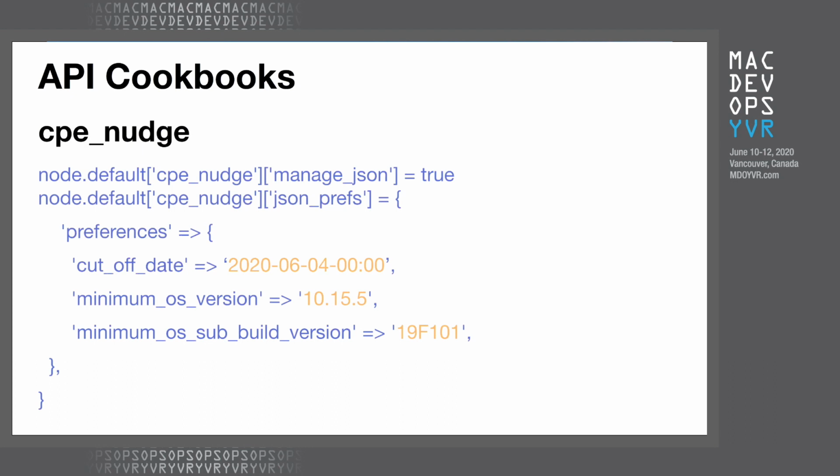And in the JSON, there's specific preferences. So in this case, we're giving a cutoff date of June 4th, 2020, we're saying that the minimum operating system version we want is 10.15.5. And the minimum operating system sub-build version is 19F101. So as you probably are well aware, Apple released 10.15.5, and then a few days later, they released 10.15.5 supplemental update. Supplemental update is 19F101, whereas 10.15.5 is 19F96. So we want to ensure that everyone is running the supplemental update to get all of the latest security patches.